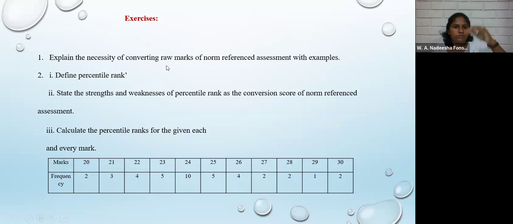Next day we will discuss, but try to find the answer for this one. Explain the necessity of converting raw marks of norm reference assessment with examples. Try to find the answer. If I tell you the answer, there is nothing in it. You have to think, you have to remind. You have that understanding, but you have to remind those things. You have to have that practice.